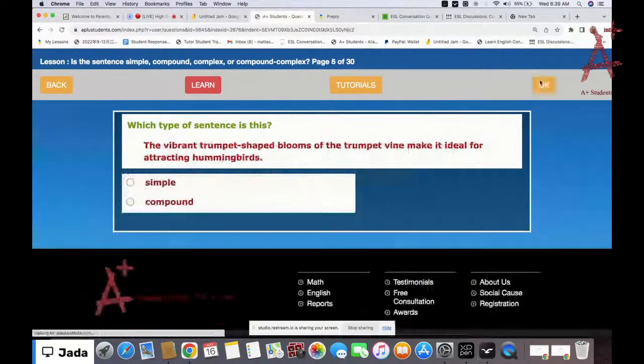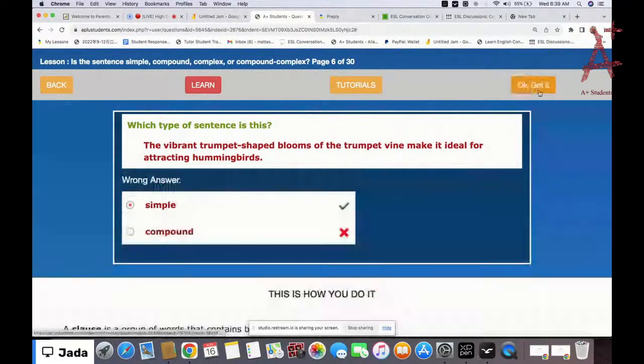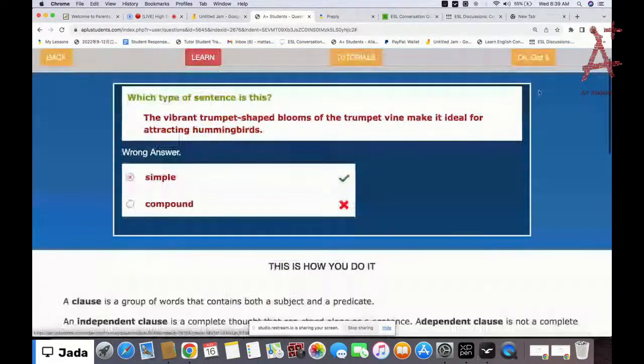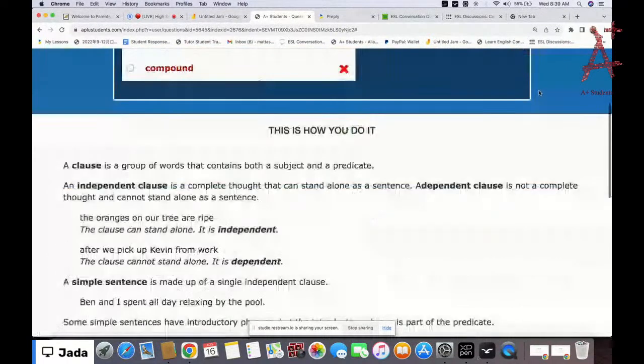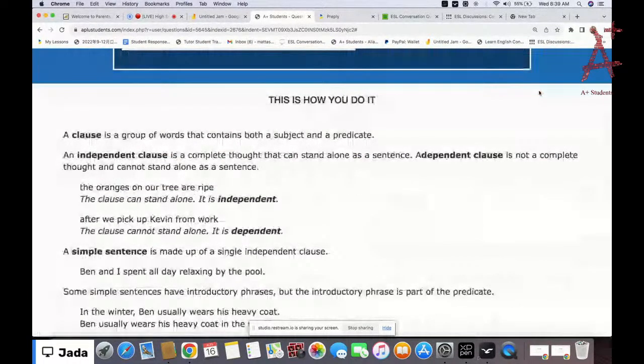Now, the vibrant trumpet-shaped blooms of the trumpet vine make it ideal for attracting hummingbirds. So let's say that we're not certain and we just picked any one. I'm going to give you all an example. So we just picked compound because we're not certain of the answer. So it goes wrong and then you can just scroll down. So that's one thing you need to note. Once you get anything wrong, all you need to do is just scroll down.